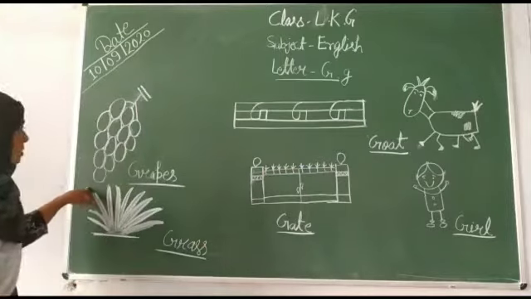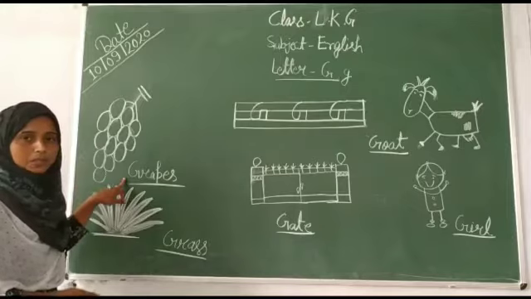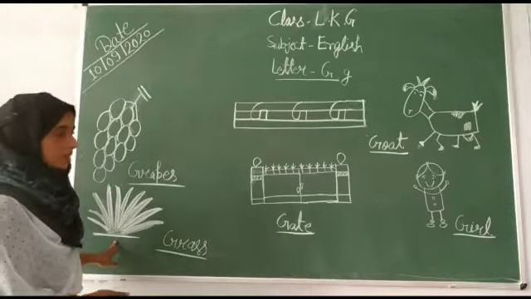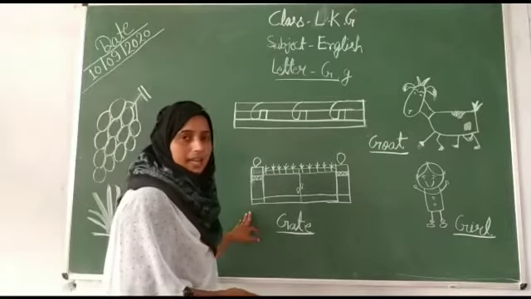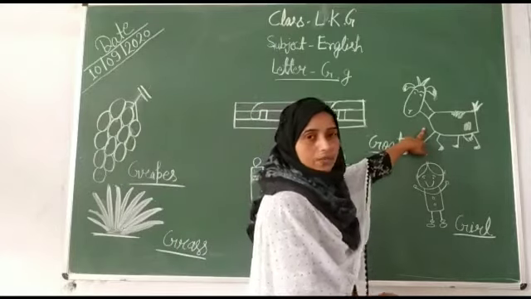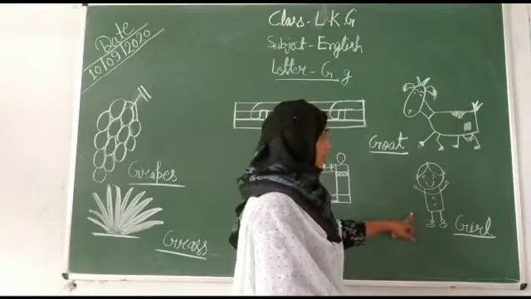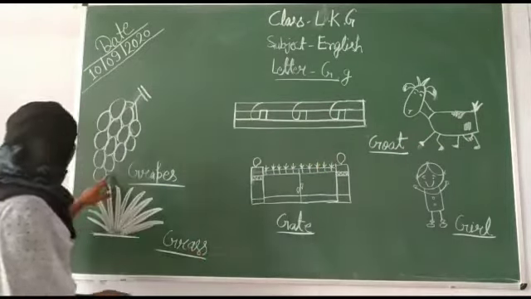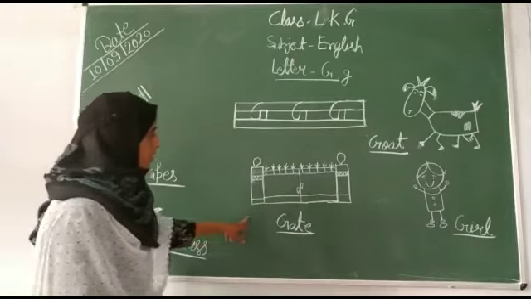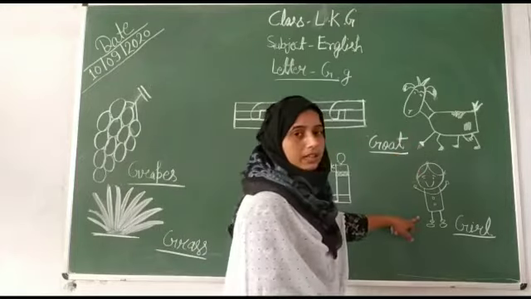Look here, some pictures. G for grass, G for gate, G for goat, G for girl. Repeat again. G for grass, G for gate, G for goat, G for girl.